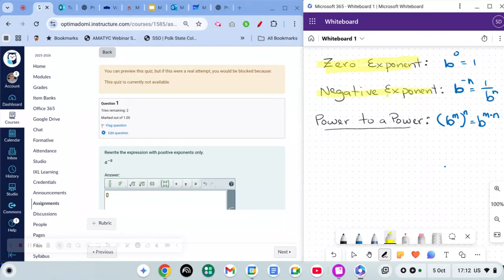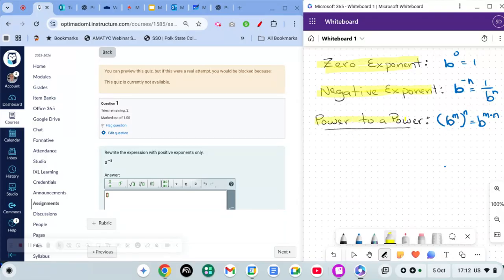The next one is called the negative exponent rule. Any base, again, except zero, any base to a negative exponent, you're going to do the reciprocal. You're going to flip the base. And then when you flip the base, the exponent turns back positive.